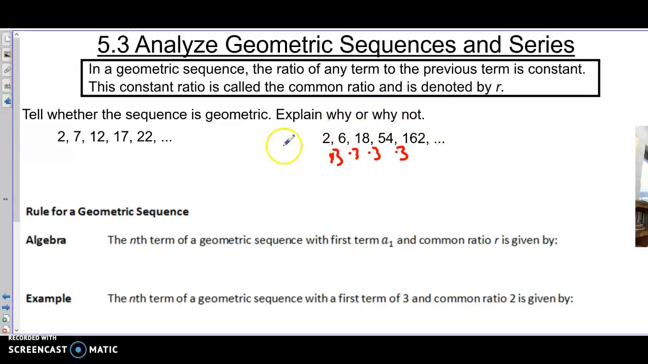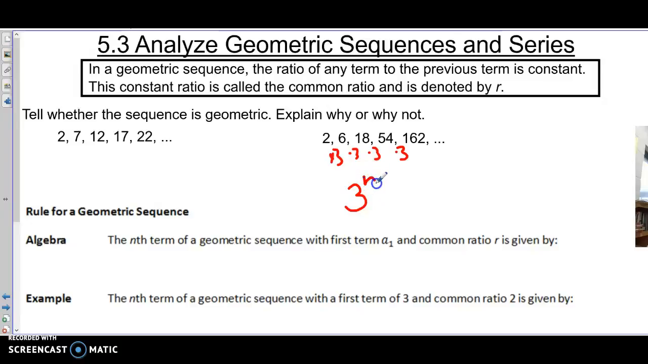Now, if I had to think about how would I write a rule for a sequence like that, well, repeated multiplication by 3, right here I've got, to get 162, I had 3 to the 4th power. Well, if I want the 4th term, I was multiplying by 3 three times to get that 4th term. If I wanted 18, well, that was the 3rd term. To get there, I had to multiply by 3 twice. Okay? So in this case, I had repeated multiplication by 3, which I'm going to represent as a power. 3 raised to a power.